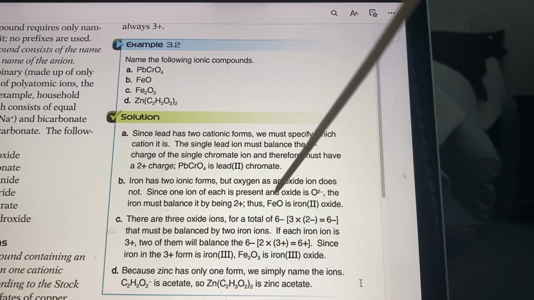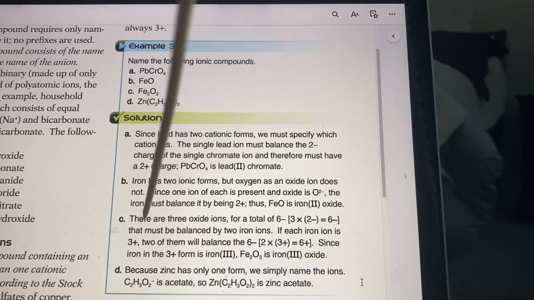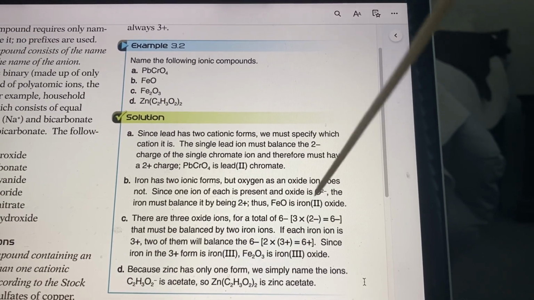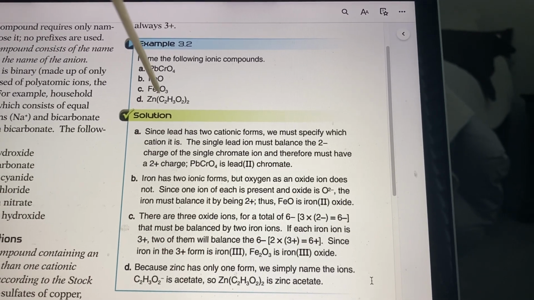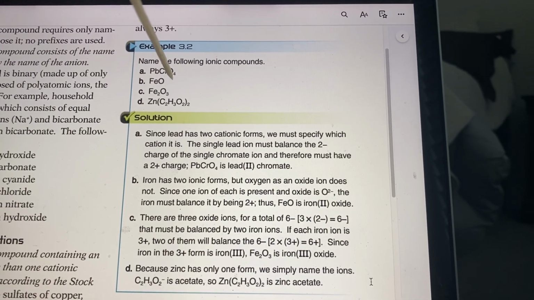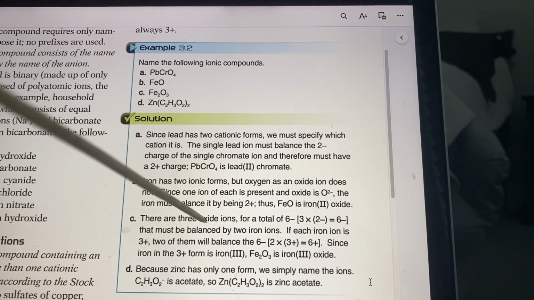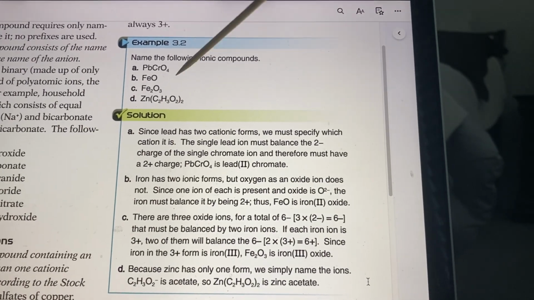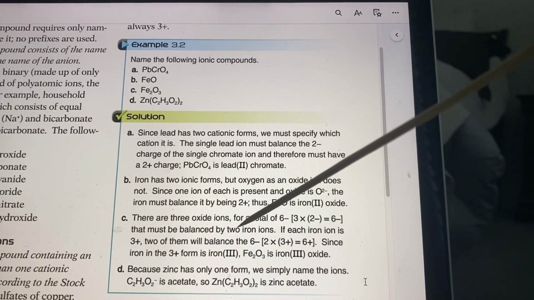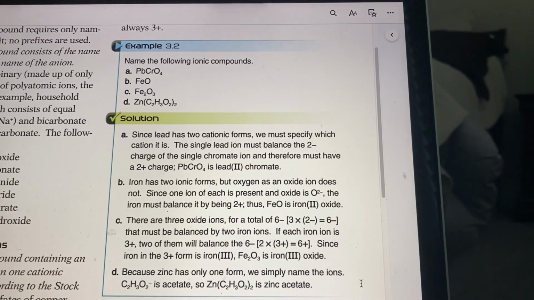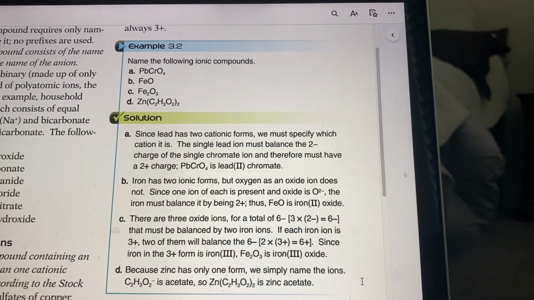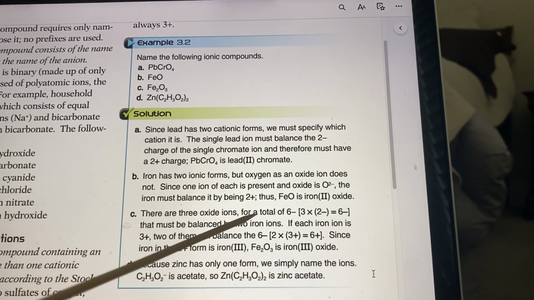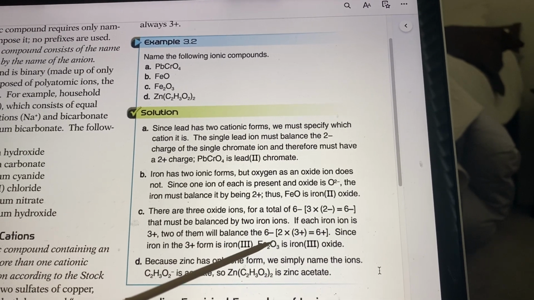Let me negate what I was saying there. I was looking back at this equation. There are 3 oxide ions. So you've got the 3 oxide ions, this one here, Fe2O3.